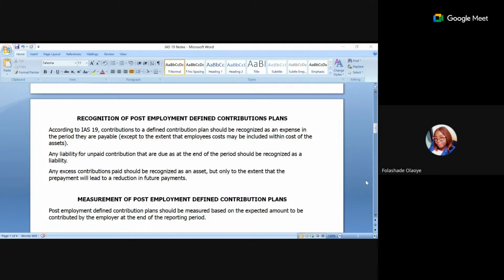It is an assumption. Now, let me go to your second question. IAS 19 is just like IFRS 2. You know, I said it last week too. I said IFRS 2 is share-based payment.